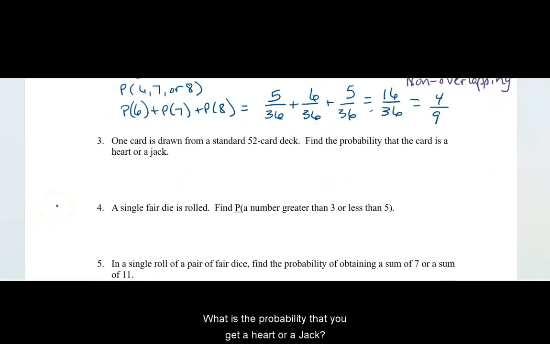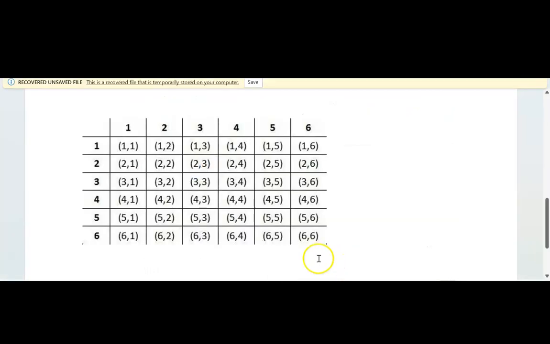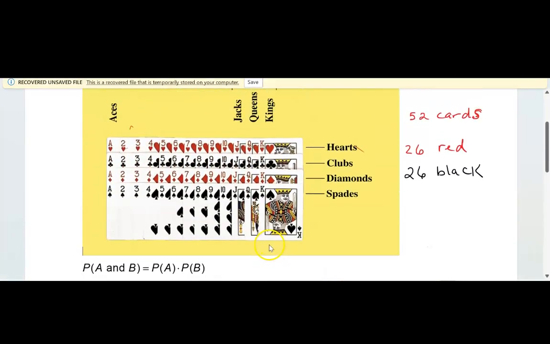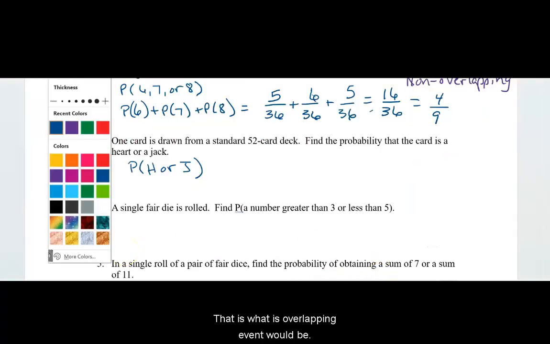What is the probability that you get a heart or a jack? Now this, again, we have to first decide if they're overlapping or non-overlapping. And again, what we're asking is, is there a card that when I draw it, it could be a heart and a jack at the same time? Let's go back up here. Yeah, it's called the Jack of Hearts. It's a jack and it's a heart at the exact same time. That is what an overlapping event would be.